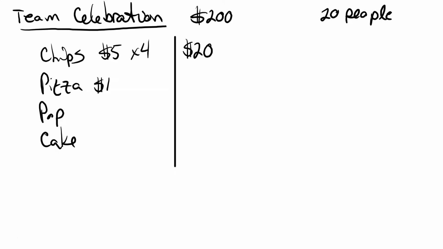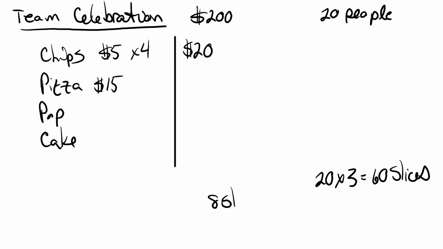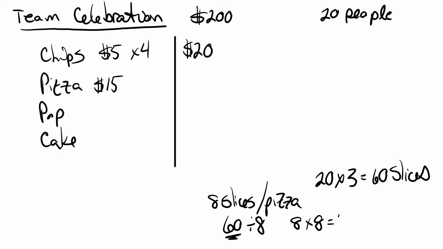Then pizza, say a pizza is $15, and we need, let's see, how many pizzas are we going to need? We've got 20 people, and we want to assume each person gets 3 pieces of pizza. That means we need 60 slices. And if each pizza has 8 slices, that means 60 divided by 8 is going to tell us how many pizzas we need. I know that 7 times 8 is 56, so that's not enough. We want to have 60 or more, so that means we need 8 pizzas, which will give us a total of 64 slices. So we'll have a few left over for sure.